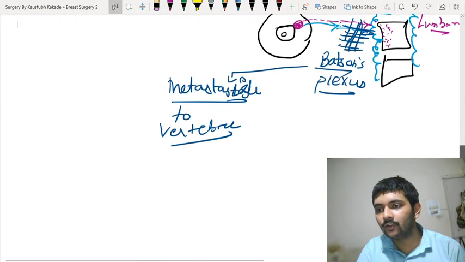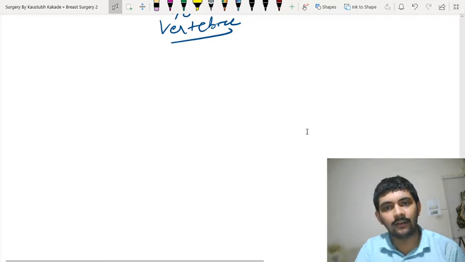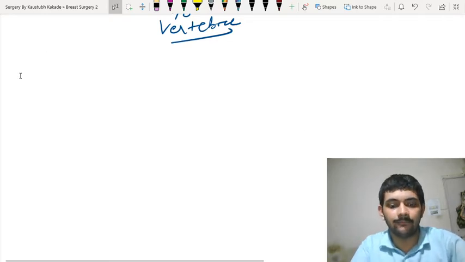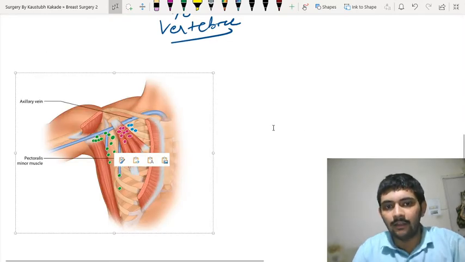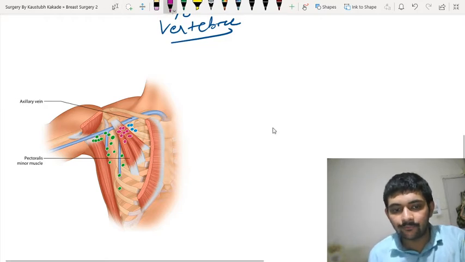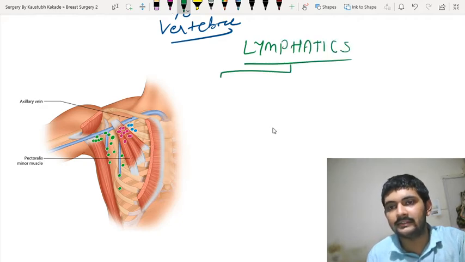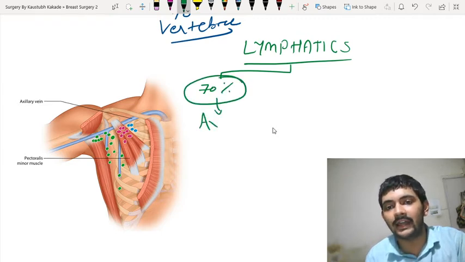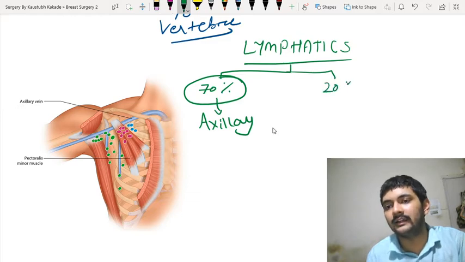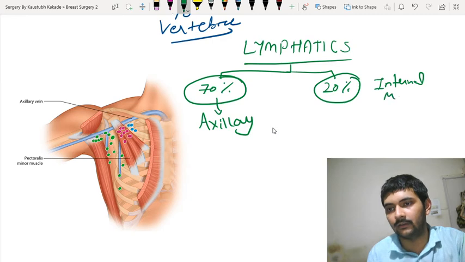Now we need to understand the lymphatic drainage. Now see, the lymphatic drainage is 70% from the axillary lymph nodes and 20% from the internal mammary group of lymph nodes.